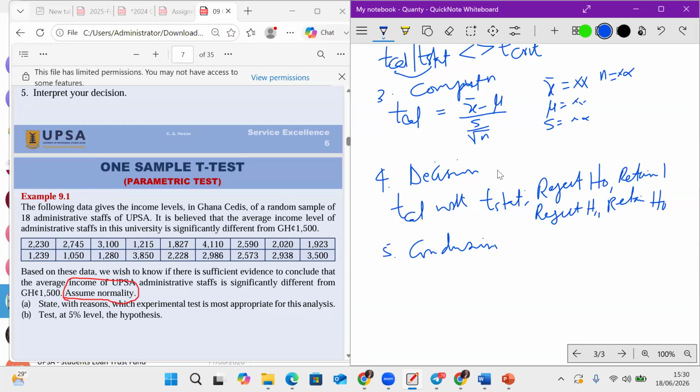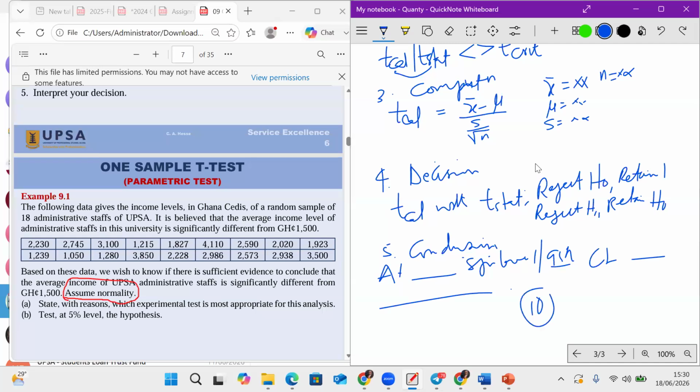Then in the conclusion, we will say that at the 5% significance level, or at the 95% confidence level, we make a decision. That's all that we are going to solve. You do all this for 10 marks. Very easy. Is it difficult? No. Just these 5 steps. We have to master the steps.